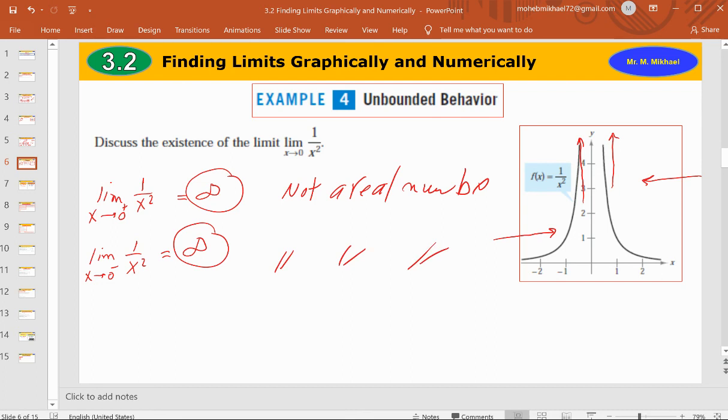So we can conclude the following. The limit of this function f of x as x approaches 0 is, do you remember? DNE. What does it mean, DNE? Doesn't exist. Doesn't exist because, yes, they approach a value, but this value is unbounded. We don't know. It is not a real number. It has to be a real number.